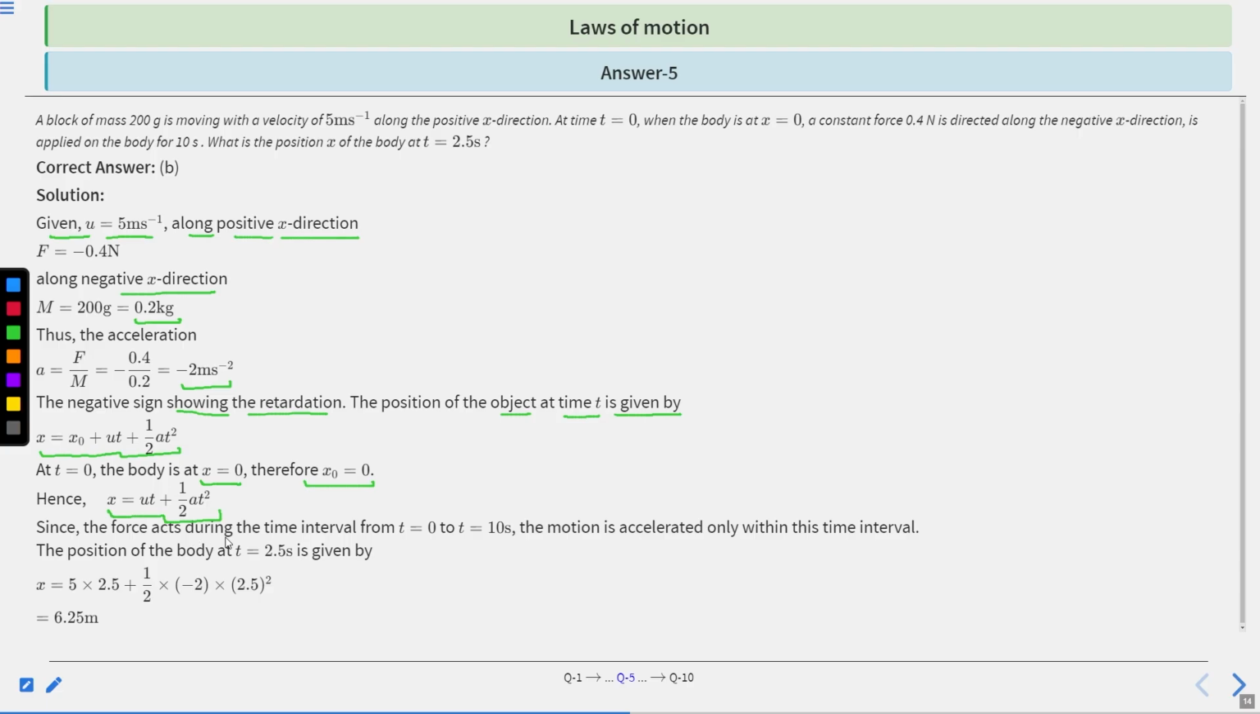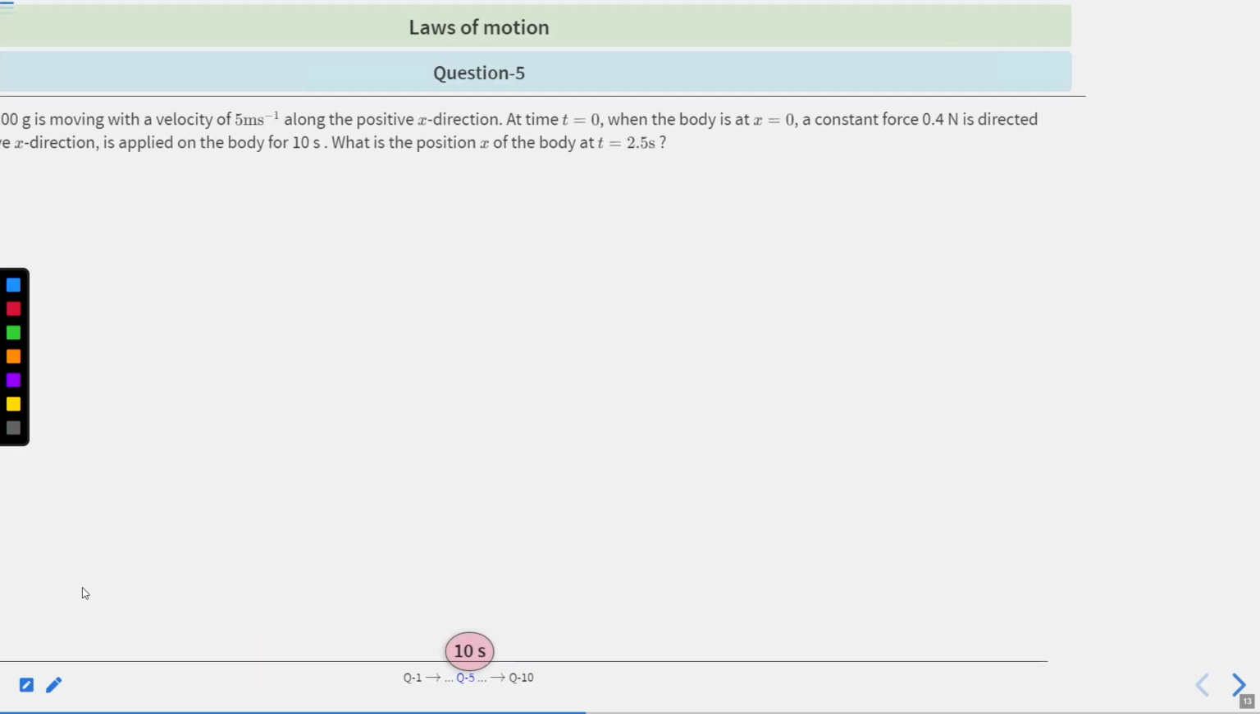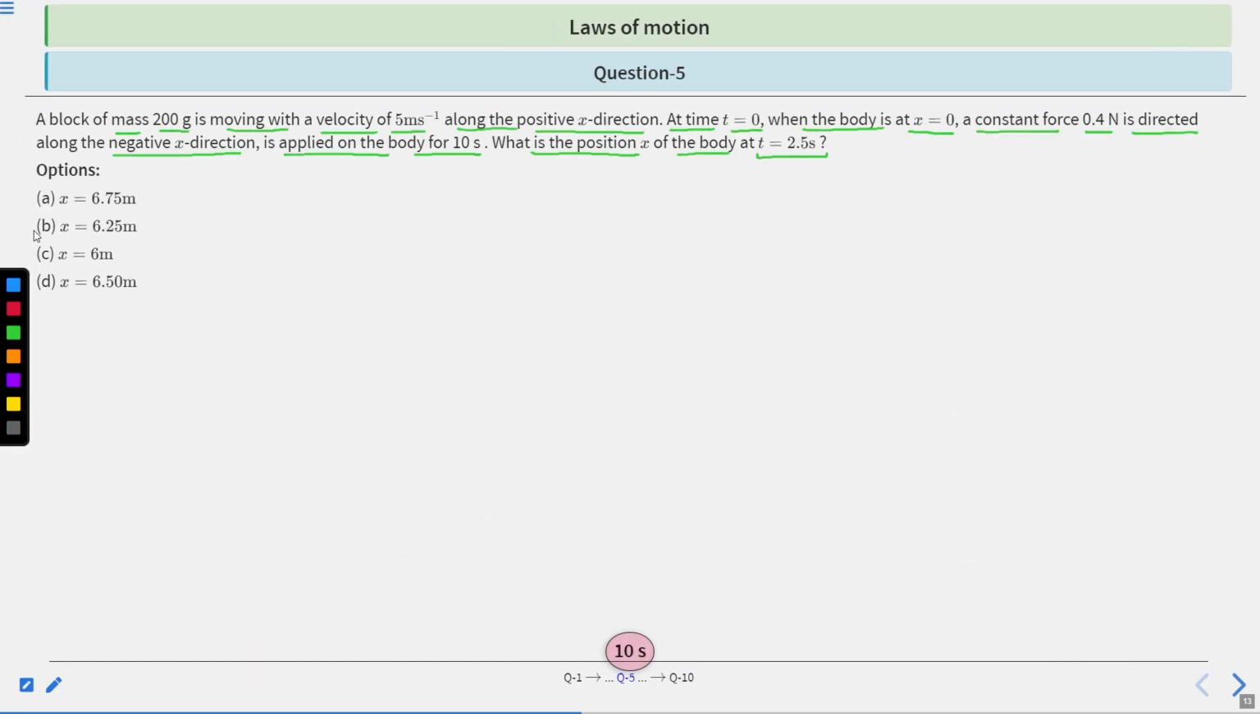Since the force acts during the time interval from t equal to 0 to t equal to 10 seconds, the motion is accelerated only within this time interval. The position of the body at t equal to 2.5 seconds is given by this. And after putting all the numerical terms, x will be 6.25 meters. Clear? So the correct answer is B, 6.25 meter.